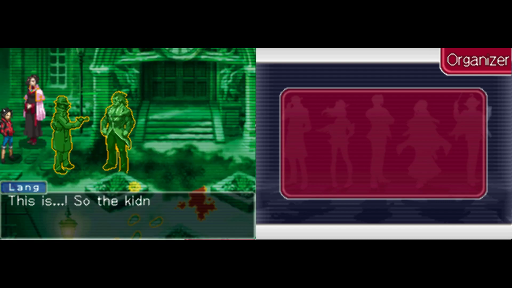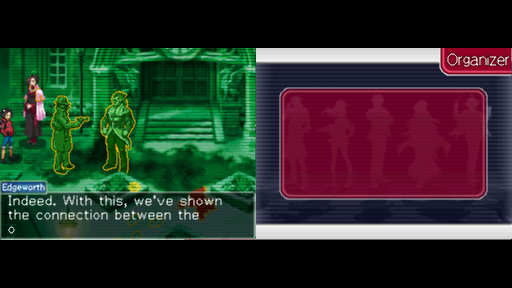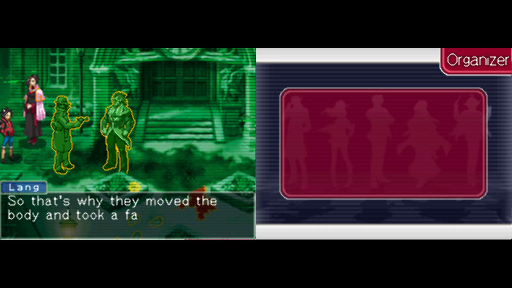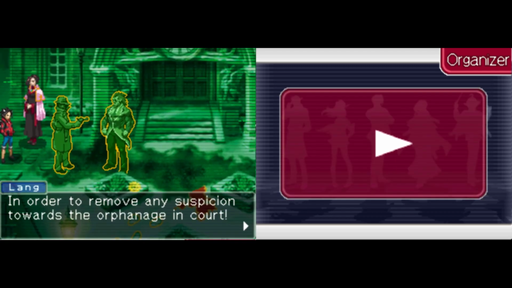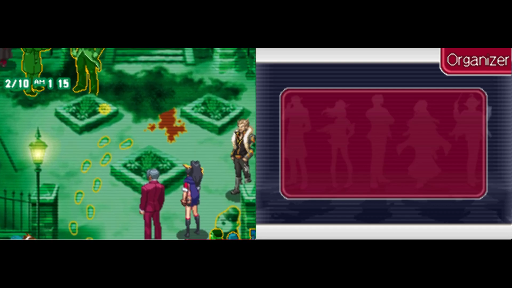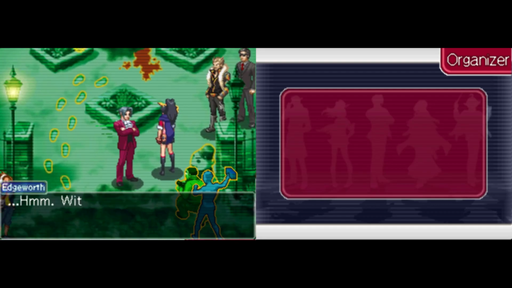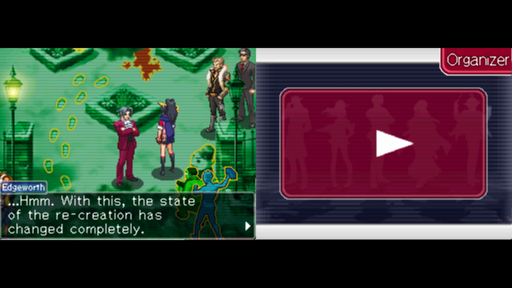Okay. So the kidnapper was near the orphanage. Indeed. With this, we've shown the connection between the orphanage and the kidnapping. So that's why they moved the body and took a fake photo to create false testimony, in order to remove any suspicion towards the orphanage in court. With this, the state of the recreation has changed completely.